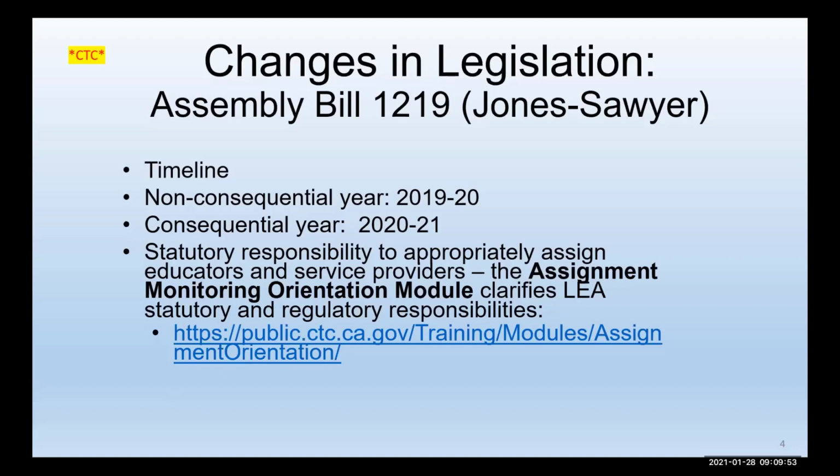It is important to note that there are provisions in various other sections of statute that make assignment of unqualified educators unlawful. So superintendents and credential analysts really have the responsibility to appropriately assign educators year-round. Please refer to the assignment monitoring orientation training module that's linked here, because it has a lot of information related to the statutory and regulatory responsibilities.